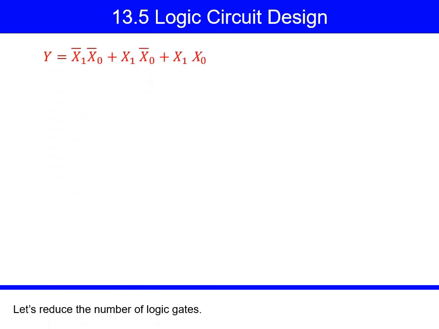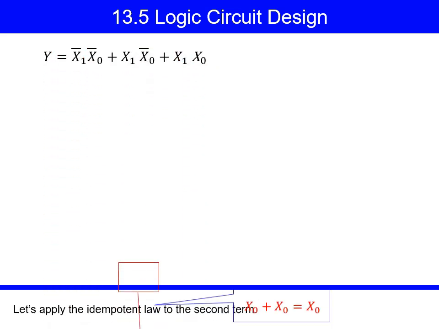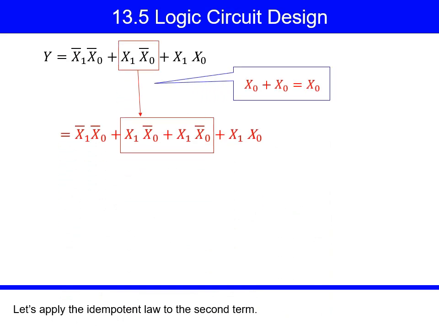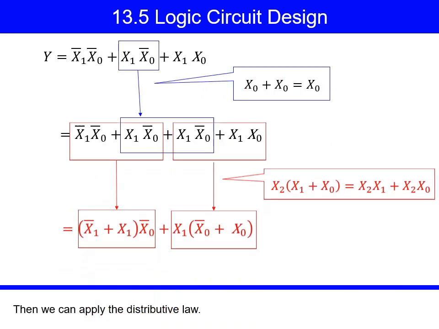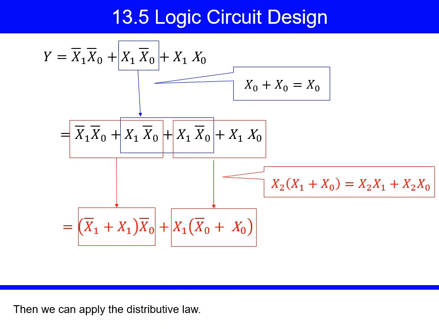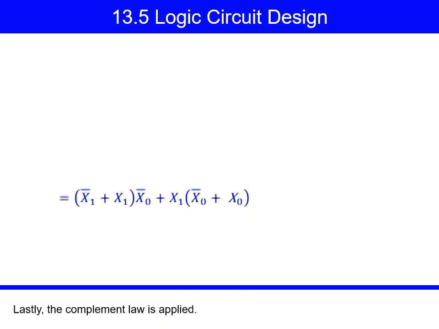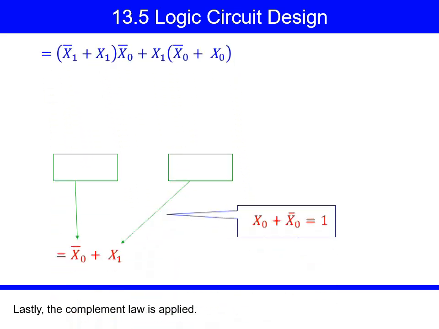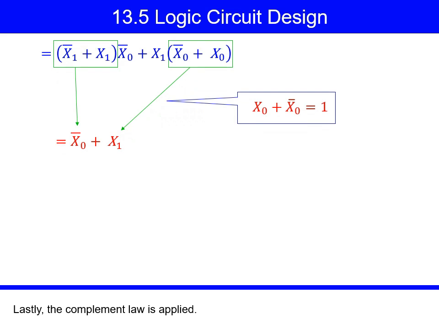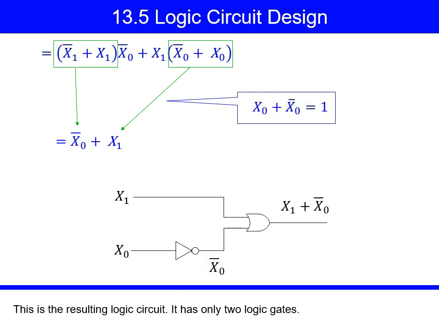Let's reduce the number of logic gates. Let's apply the idempotent law to the second term. Then we can apply the distributive law. Lastly, the complement law is applied. This is the resulting logic circuit. It has only 2 logic gates.